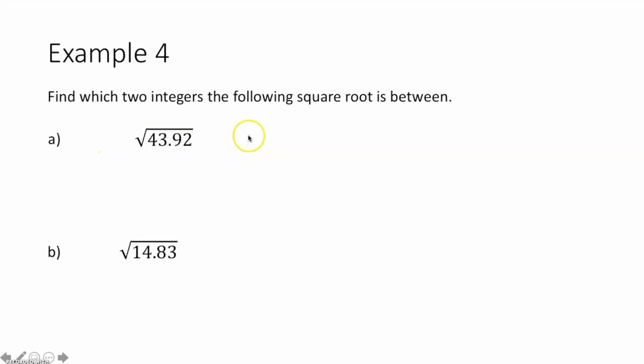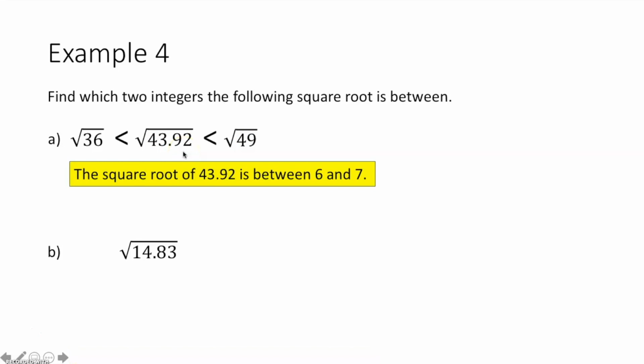What would be on this side? Well, what's the square root that's less than 49? I think it's 36. So the square root of 43.92 has to be between the square root of 36 and the square root of 49. Now, what is the square root of 36? 36 is the same as 6 squared, so the square root and the square cancel each other out. You just get 6. Over here, the square root of 49, we now know is 7. So the square root of 43.92 has to be between 6 and 7.